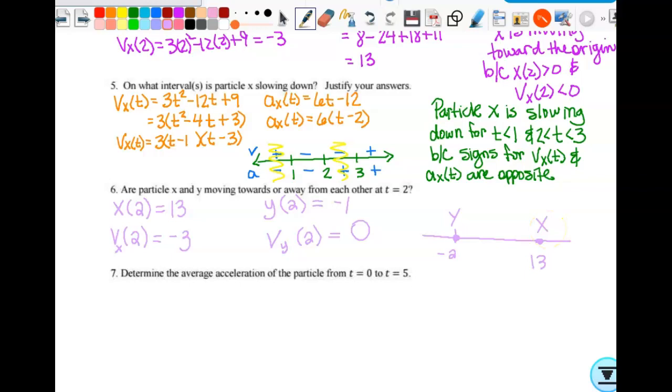Don't know where that negative 2 came from. 1. All right, so we said particle y is at rest. What is particle x doing? Moving which direction? Left. So that means that direction. So let's look at the question again. Are particle x and y moving towards each other or away from each other at time 2? Towards. Okay. Now, could I have answered that question just by looking at the velocities?